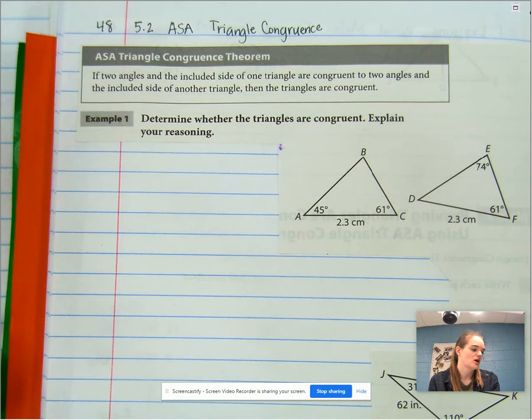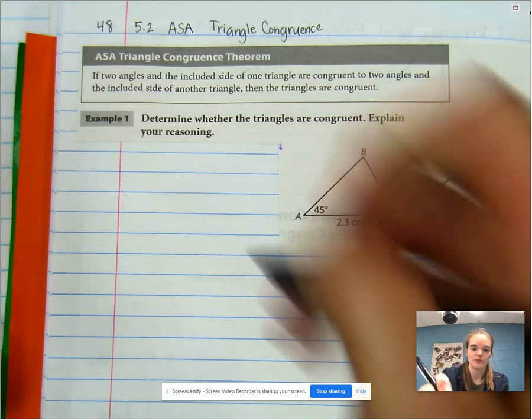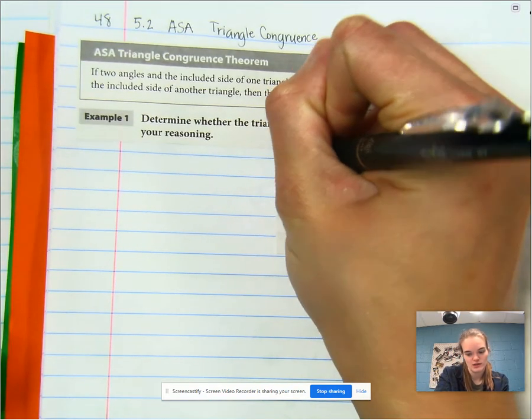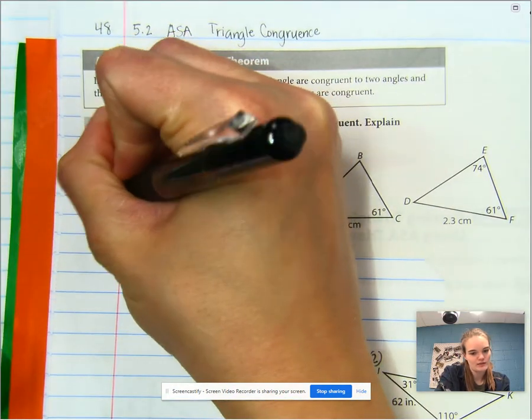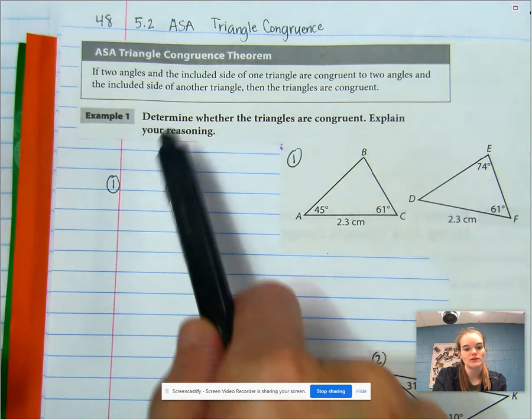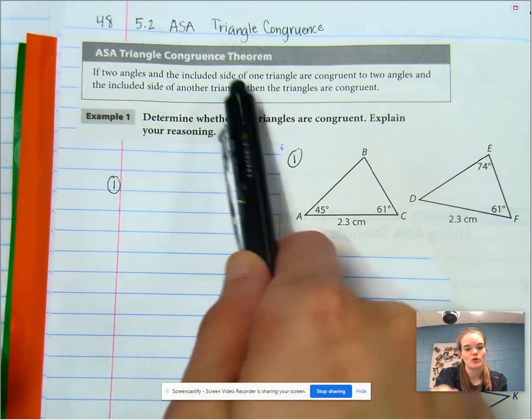So in example 1, we're not doing a formal proof yet. We're just deciding, are these really congruent or not? So we're going to say this is number 1. This will be number 2. So in number 1, we got to decide, are they congruent? So we're looking for 2 angles and the one in between.